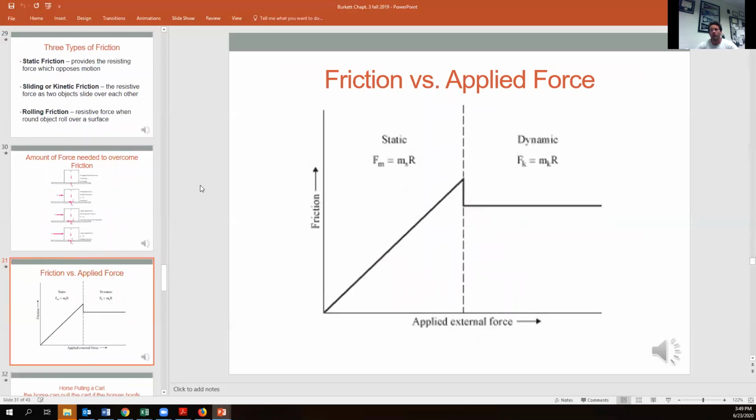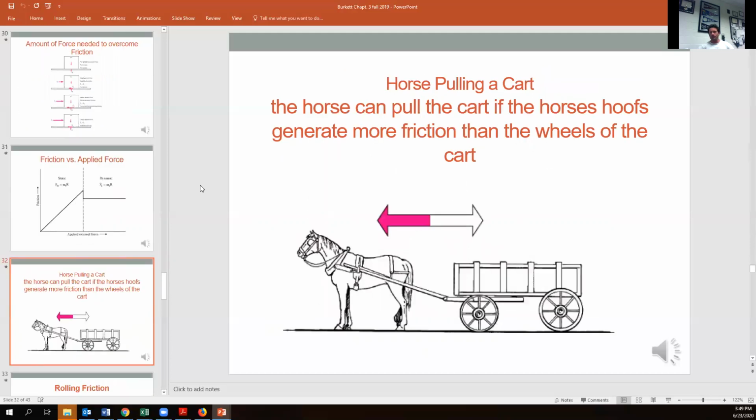So if we're going to graph it and look at that force production, once we finally eclipse that static friction coefficient with the coefficient of friction and the normal force, we're going to get the object moving, which then is going to switch us over to dynamic friction, which is going to be a lower number that we're going to be overcoming. Now, the more force we're applying above that dynamic coefficient of friction and the normal force, the faster we're going to be able to get that moving and keep it moving.